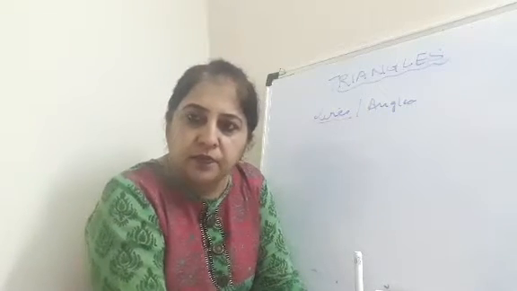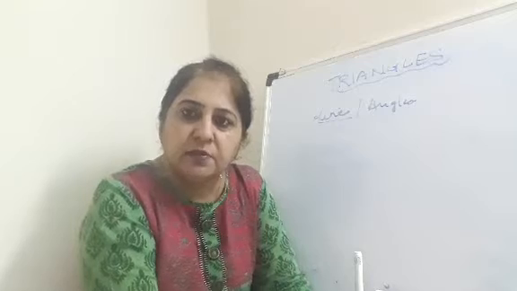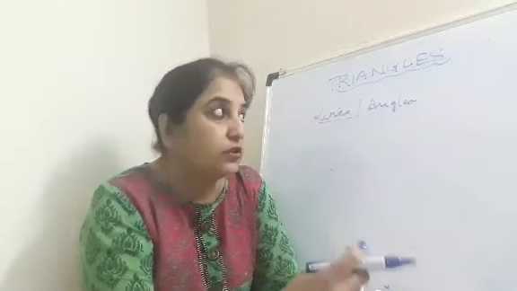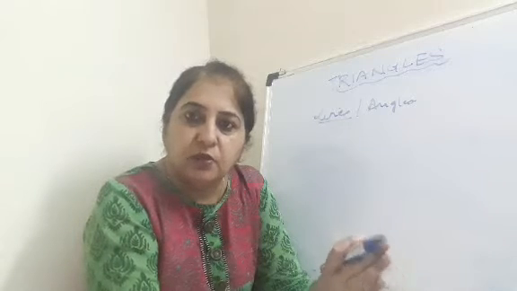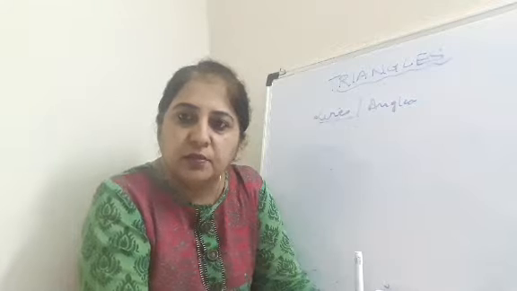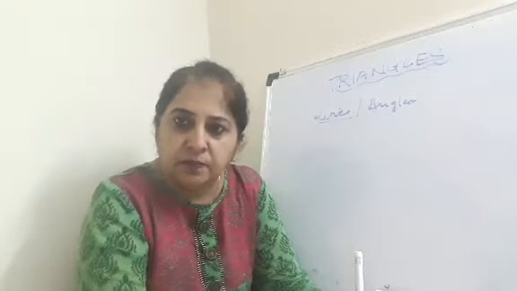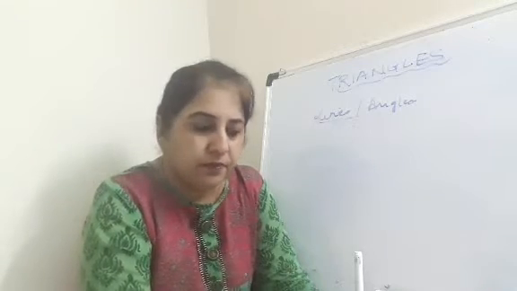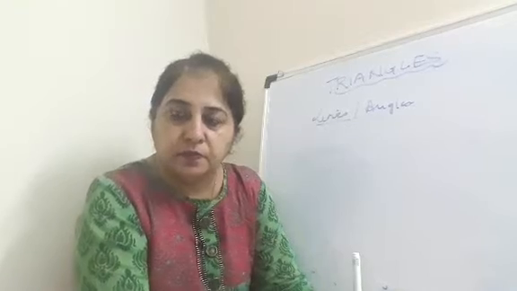Good morning, girls. Children, today I am going to begin a new chapter in mathematics, chapter number 7, and that is triangles. Now, in the last week, children, we have completed the chapter coordinate geometry, in which we studied how to plot a point, what is a Cartesian plane, what are the four quadrants, and then I had also given you some extra questions, and I hope you have completed that chapter.